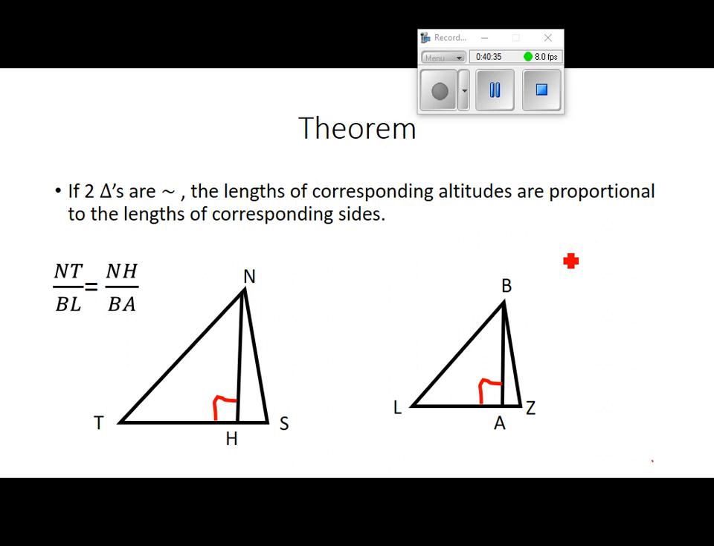You might want to write this down at the top somewhere, an altitude. We talked about it, but just to make sure you understand it. If you draw a triangle, an altitude goes from one corner to the opposite side and forms a right angle. It's the height. So that's an altitude. Altitude and height are basically the same thing when you're dealing with triangles.